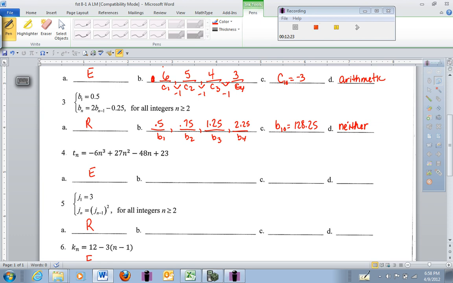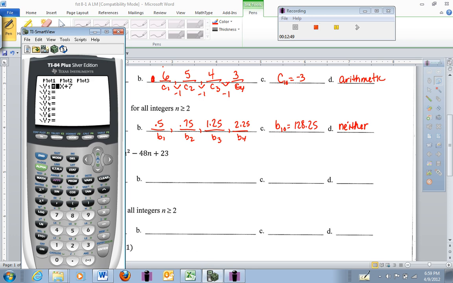Okay, I'm looking at number 4, and I see that I have an explicit formula. And I'm thinking to myself, it's very much polynomial looking. And so I think the best way to attack this, rather than substitute 1 in for n and have to cube it and square it and take it times negative 48 and so on, and then substitute in 2 and then substitute in 3 and so on, I think it would be easiest if I put it in my calculator in my y equals. So I'm going to do that.